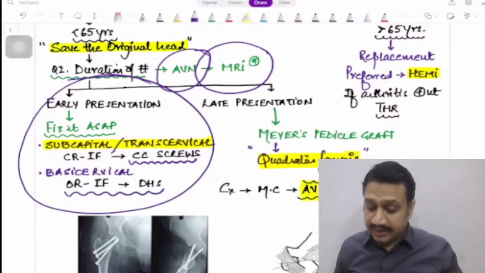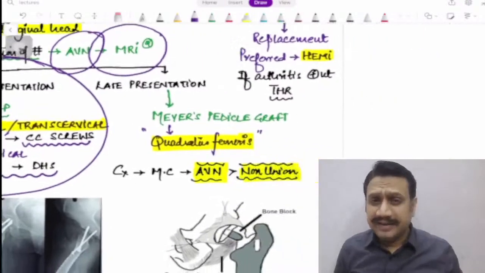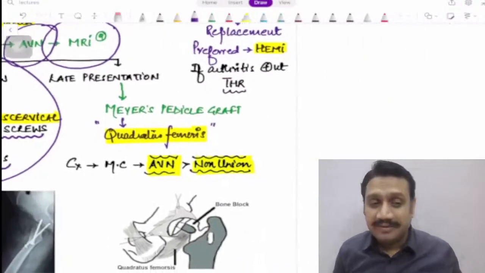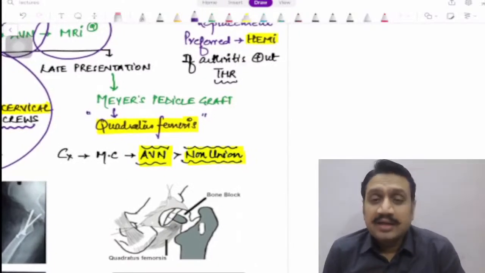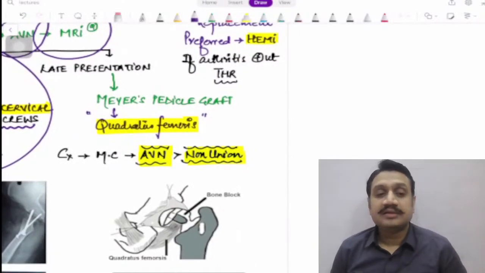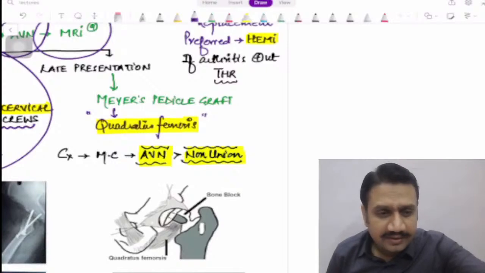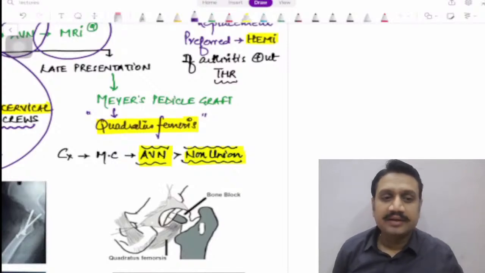All right. Late presentation means some necrotic patch might be developing, so you have to provide a new blood supply. How to do that? That is done by the Meyer's pedicle graft.